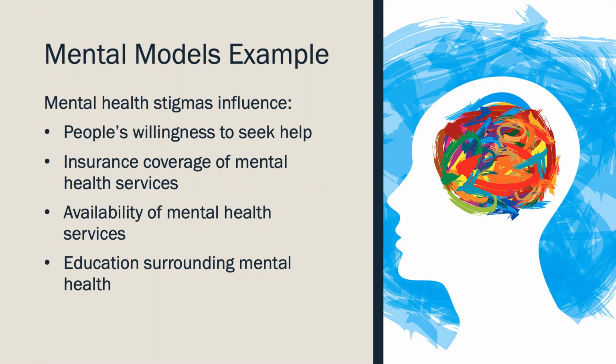An example would be the effect of mental health stigmas on access to and quality of mental and behavioral health care. Mental health stigmas influence people's willingness to seek help, insurance coverage of mental health services, availability of mental health services, and education surrounding mental health. Some people do not see mental health services as healthcare and believe that mental illness represents a weakness rather than a real medical condition. Until we change the narrative surrounding mental health, we will not see full meaningful change in policies and services related to it. The narrative of mental health that we believe can either hinder or support the Regional Health Improvement Plan priority area to increase access and coordination of behavioral health services.